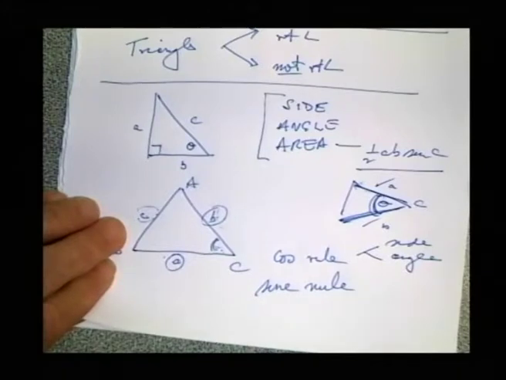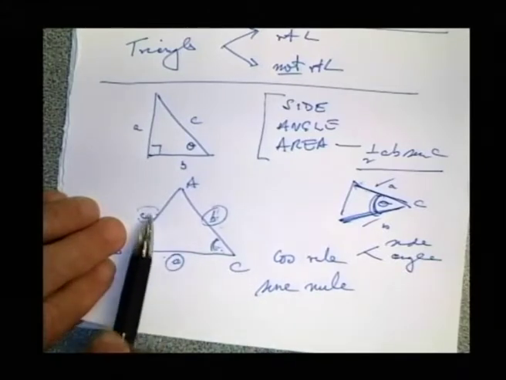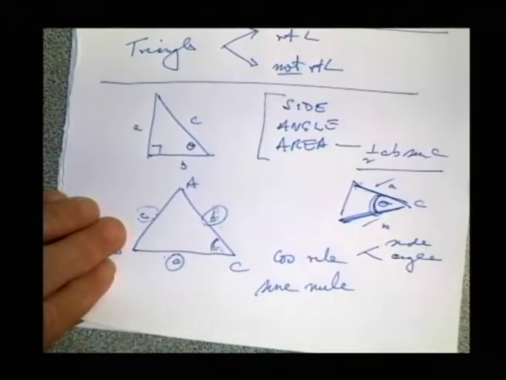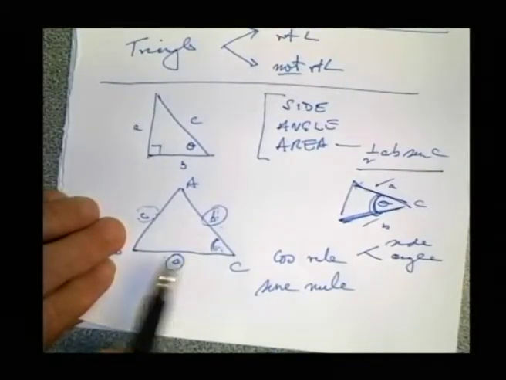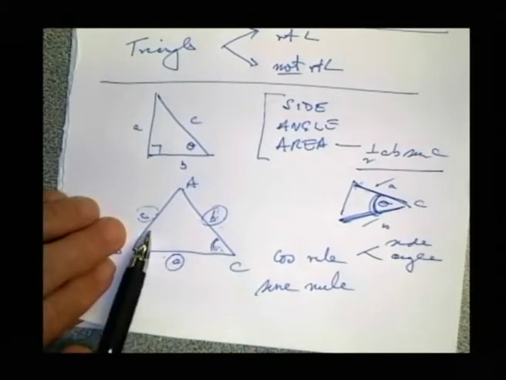Sine rule is used when you're given two sides but not an included angle and you want to find another angle, or alternatively you're given two angles, which means you're given three, and you're given a side and consequently you want to find the other side.